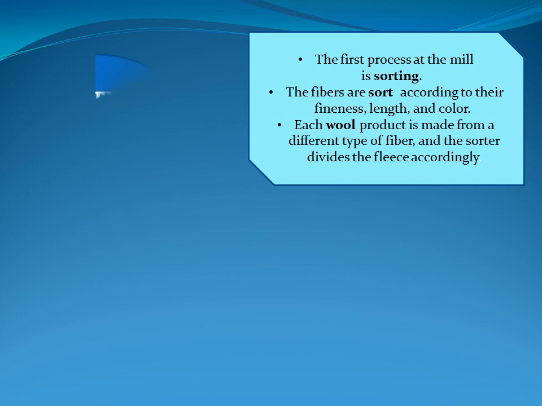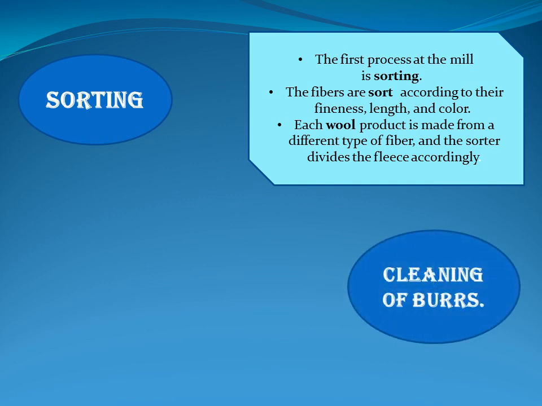The next step is sorting. The first process at the mill is sorting. The fibers which are obtained have different length, fineness and color. So, all these fibers are sorted according to their fineness, length as well as the color. Each wool product is made up of different types of fibers, and the sorter will divide these fibers or the fleece accordingly.